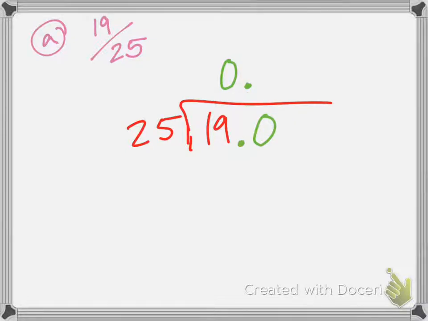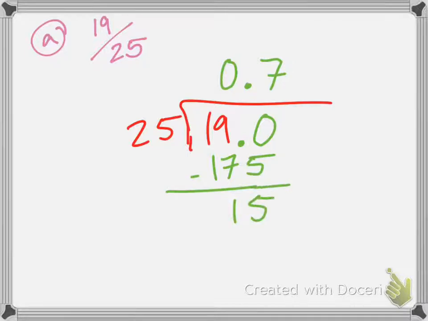How many times does 25 go into 190? Well, I know it goes into 100 4 times, so it would go into 200 8 times, which means that it has to go in 7 times, being 175. I subtract and I get 15. So I'm going to bring down my 0.